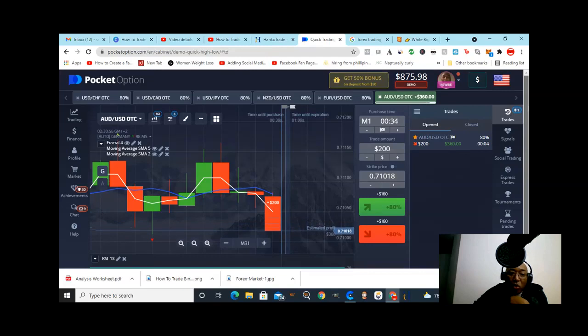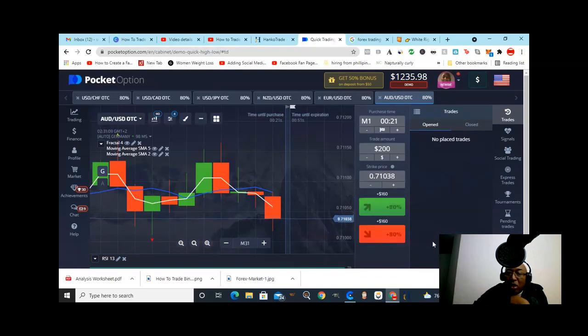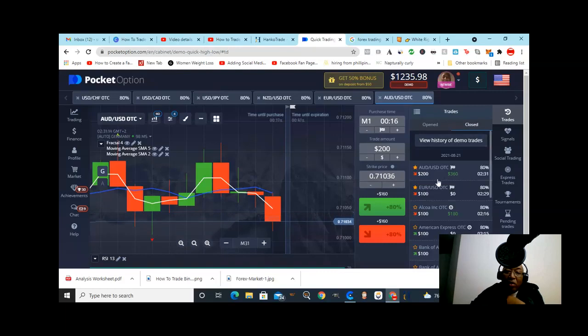Cool, guys, we just won that trade. Okay, we just won that trade, and you can see here our winning was, we bid 200 because we had lost 100 here, so we bid 200 to see if we could recover the loss, and we did.